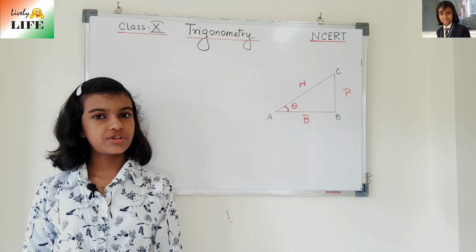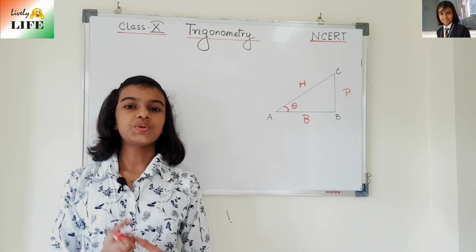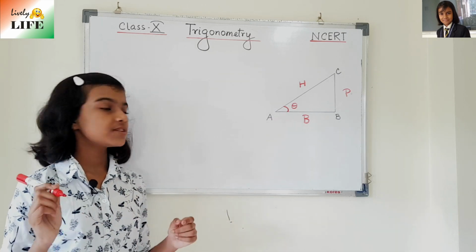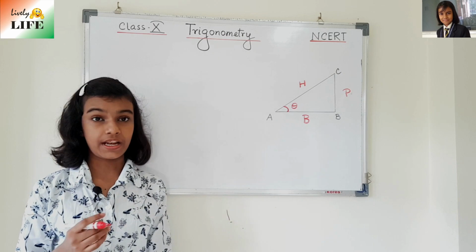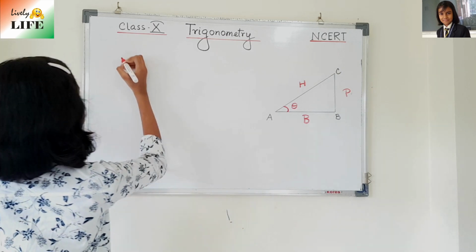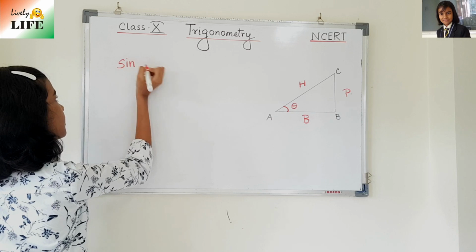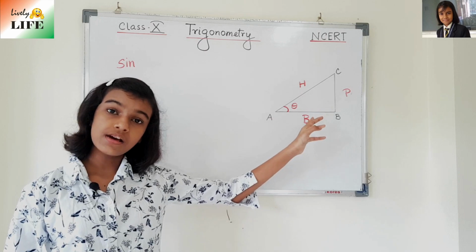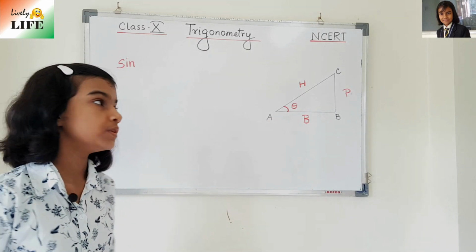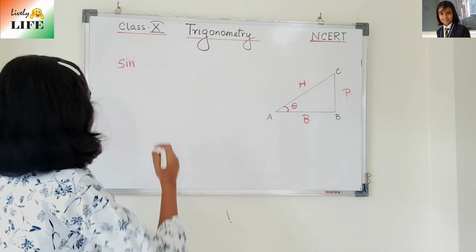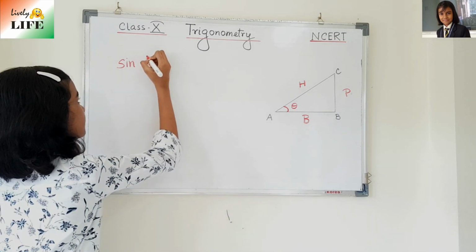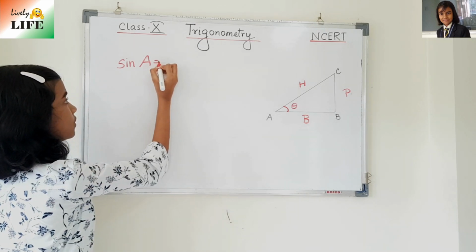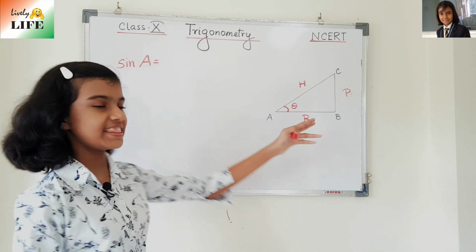So now let's move to the trigonometric ratios. There are a total of 6 trigonometric ratios. We are going to learn about all of them. So what is the first trigonometric ratio? It is sine, S-I-N. After sine, we can write theta or we can write A. So let's write A over here, sine A. We can write it as sine theta also.